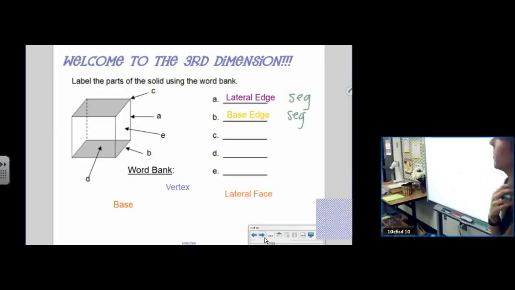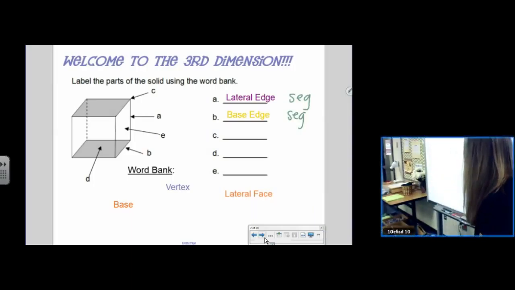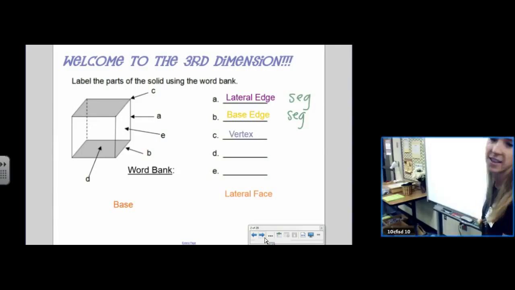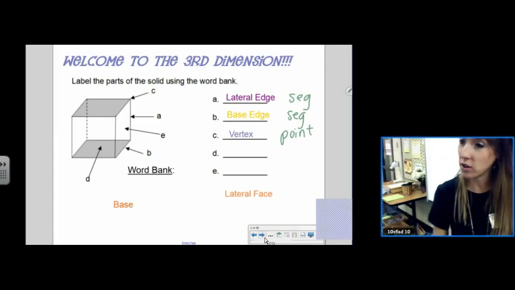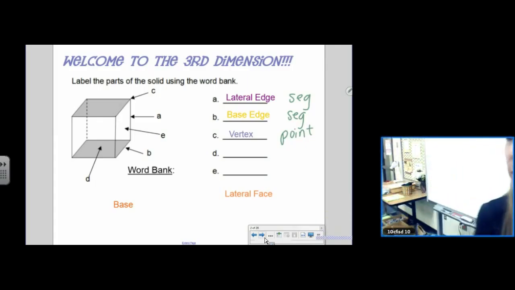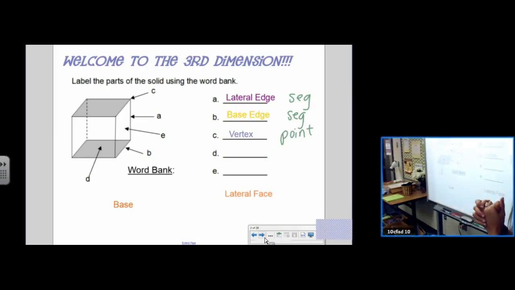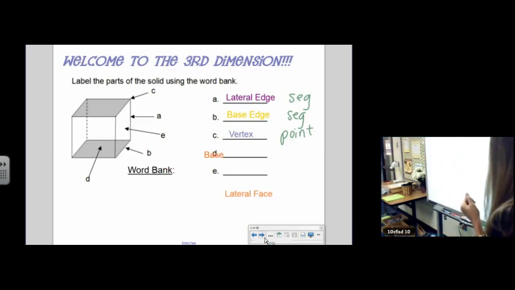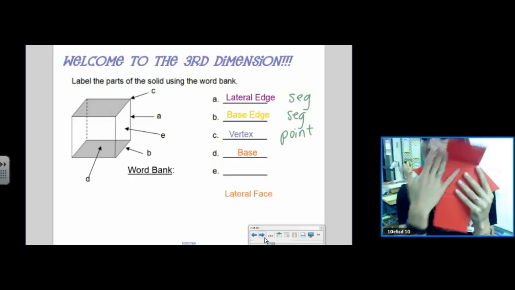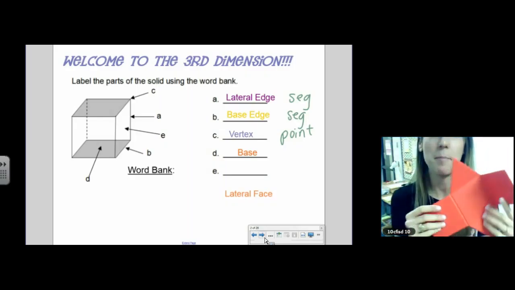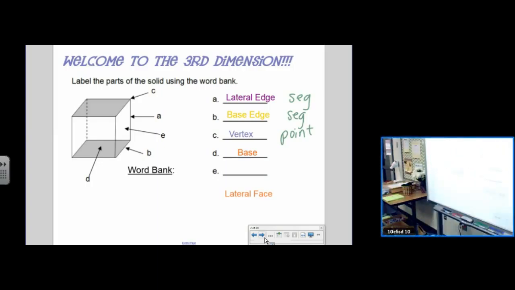It's like a line. C, what is C pointing to? That's a vertex. That would be a point or a corner. People might call it a corner. So a point, a corner, a vertex. The plural of that would be vertices, of course. And what about D? D is pointing to the base. Now the base of a 3D solid is also one of the faces of the solid. A base is a face. Is that confusing? It's a base face. No, I'm just kidding. But a base is a face.